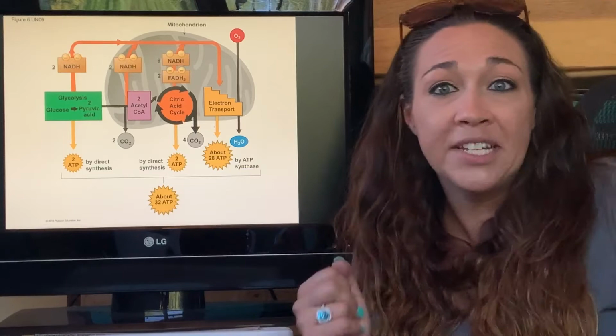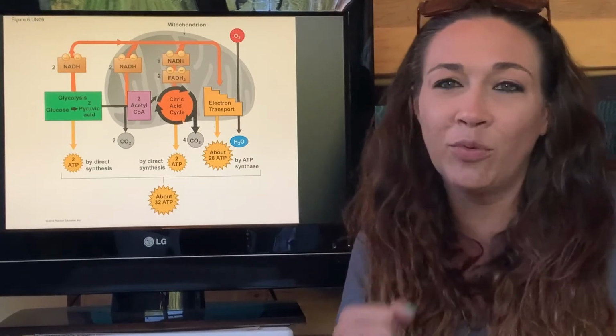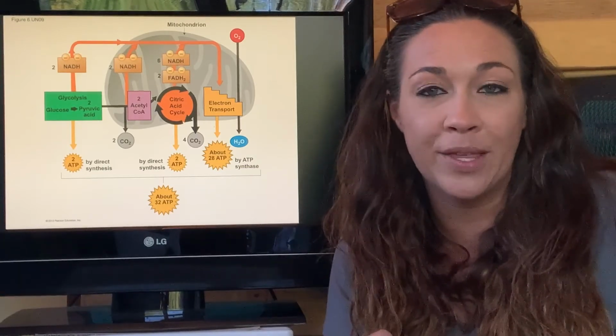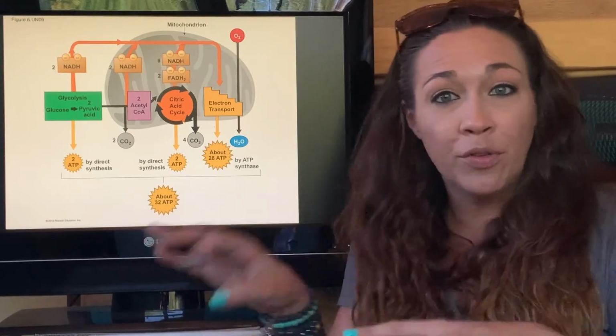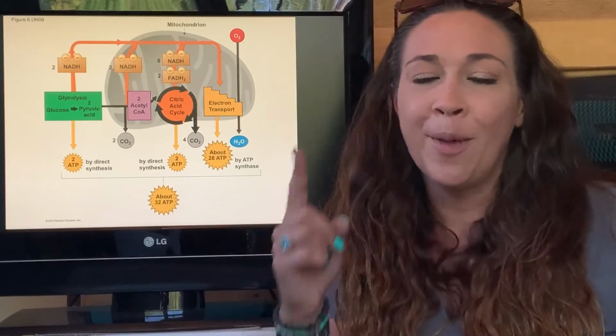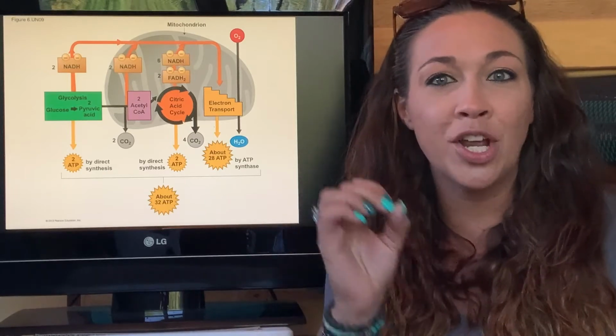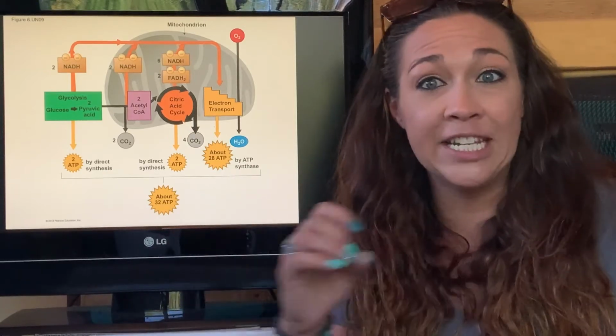And we have 4 ATP. But that's not really what we want. We want a lot more ATP than that. And here's where all those electrons are going. We kept storing all those electrons. Why? Because they need to go to the electron transport chain, or the ETC.